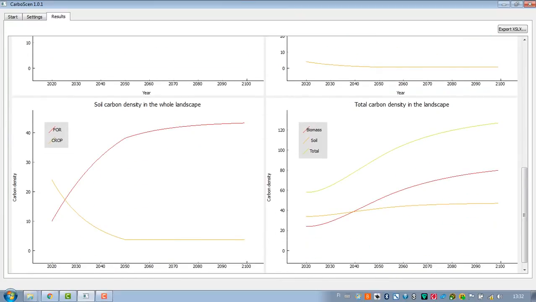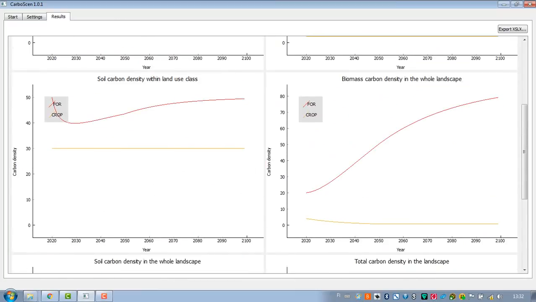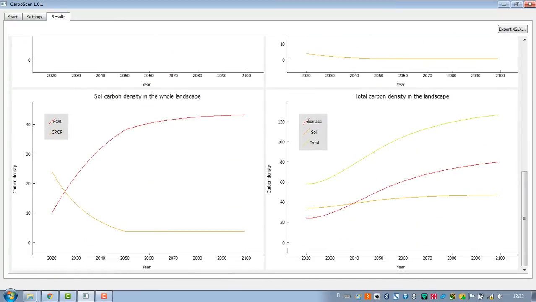Well, what about the next one? Yeah, that's again the same story, but with soil, like you can see from the title. Biomass carbon density in the whole landscape and soil carbon density in the whole landscape. Right. All right. So in this case, you can see that initially there was more carbon in croplands, in soils of croplands than in soils of forests. But the opposite is true at the end of the simulation period. Right. And the last one.